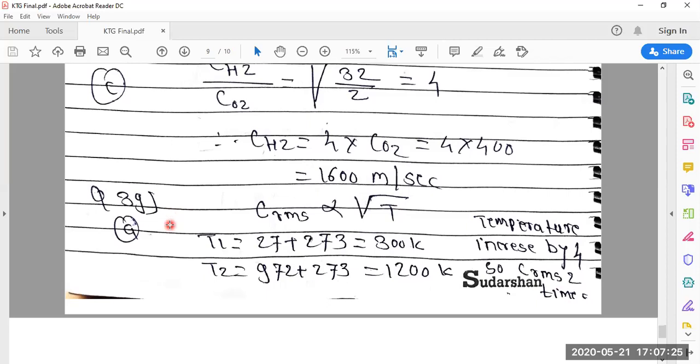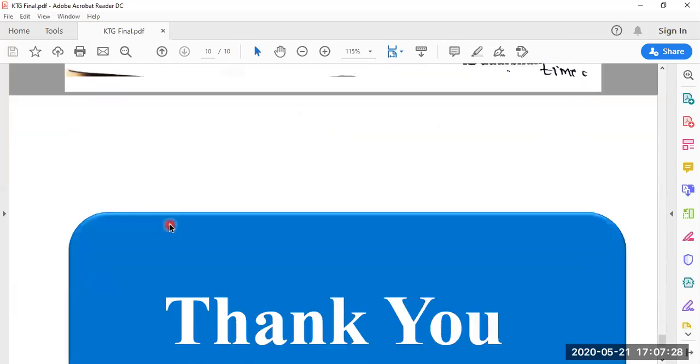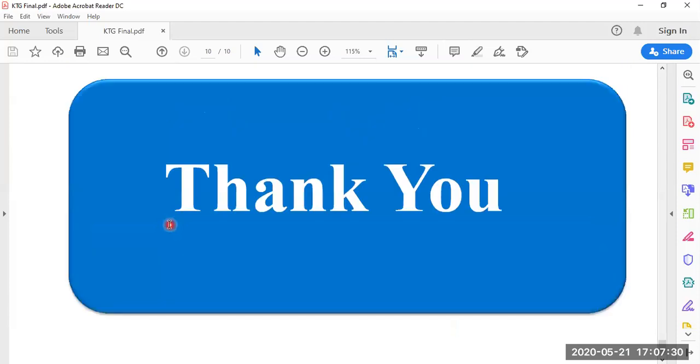Next one. In this way, try to solve the remaining MCQ questions. You can practice the maximum number of questions on the equation of pressure, and you know that the equation of pressure is P is equal to 1 by 3 times the mass of the gas upon the volume of the gas into the square of the RMS velocity. Thank you.